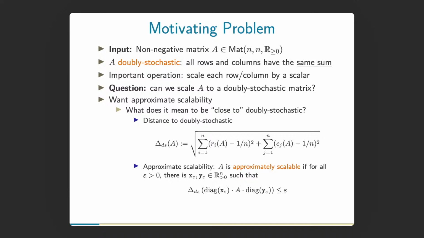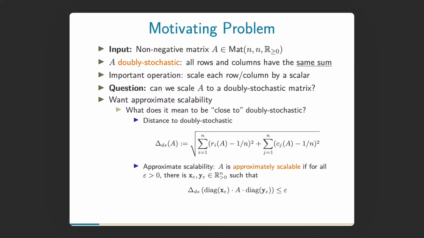Okay. And now I'm going to define the following. A is approximately scalable if for all epsilon that you choose, there will be scalings, like I can scale the rows and the columns, such that the distance of this matrix to doubly stochastic is less than or equal to epsilon. And now with this definition, we include that [[1, 1], [0, 1]] example. Questions so far?